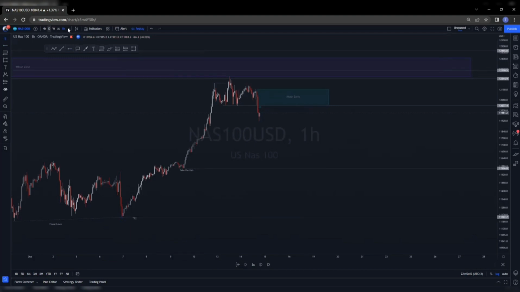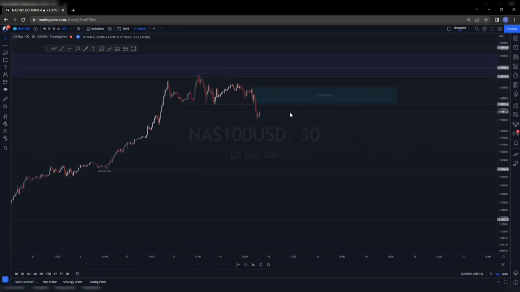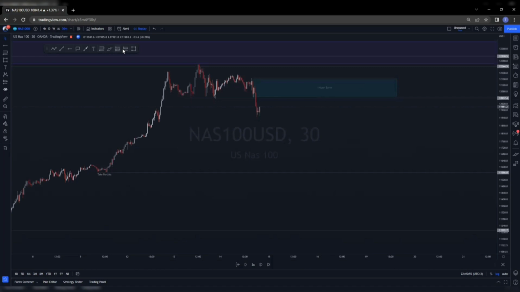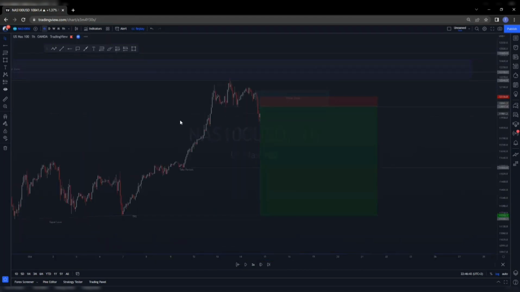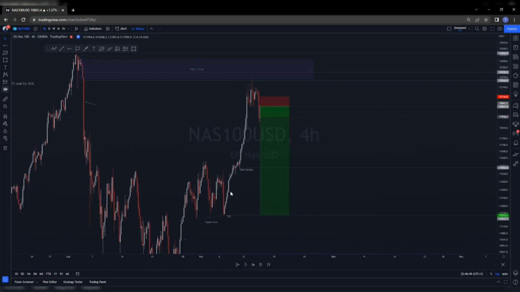All right, so let's move on to the 30-minute to get a refined entry. So on the 30-minute, I'm going to be looking for my sell from this zone over here because we have an imbalance. So first trade, we're looking at 1:6. Second one, we're looking at 1:11. We have a fair value gap right here. So there is a chance that the market might not necessarily go all the way down because we have the source of a fair value gap being here.